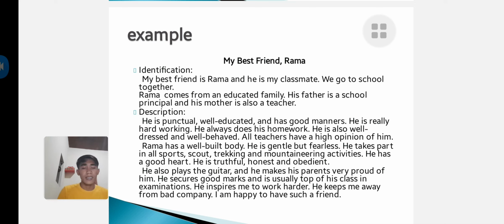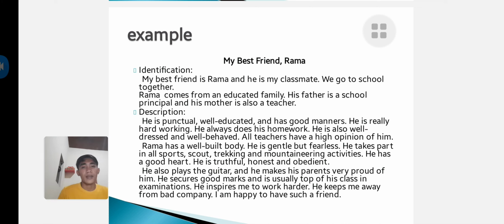And next in description, okay, I will read the example. He is punctual, well educated, and has good manner. He is really hardworking. He always does his homework. He is also well dressed and well behaved. Our teacher had a high opinion of him. Rama has a well built body. He is gentle but fearless.